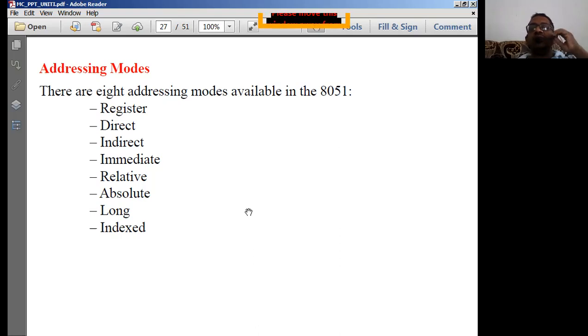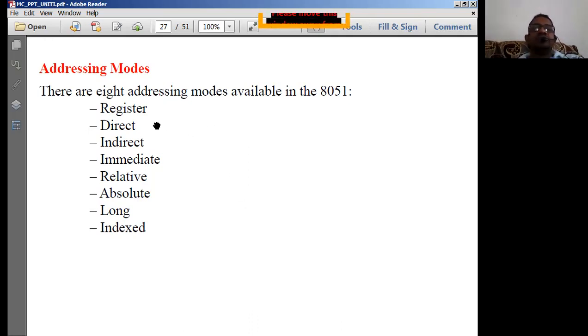Addressing modes are normally used to access memory locations for doing operations using the microcontroller. A microcontroller performs operations based on data. Now, how do we access data? We access data using the various types of addressing modes. In today's session, we'll try to cover half of the addressing modes.